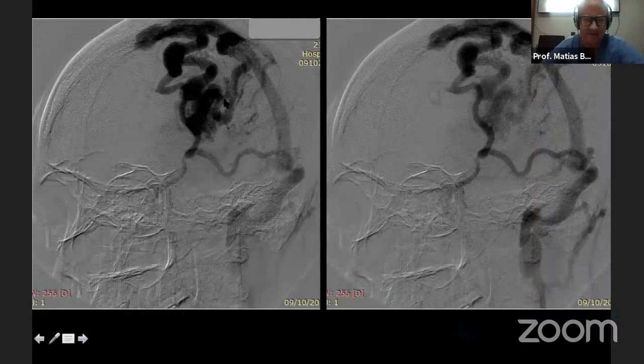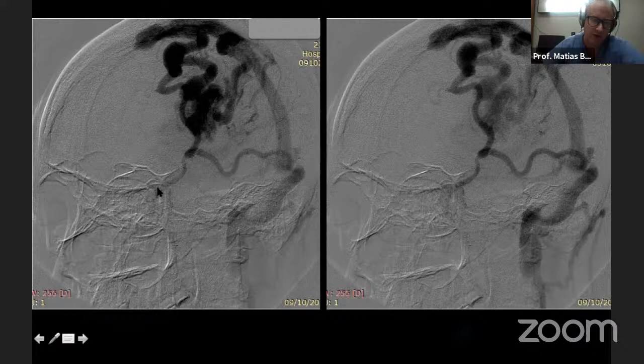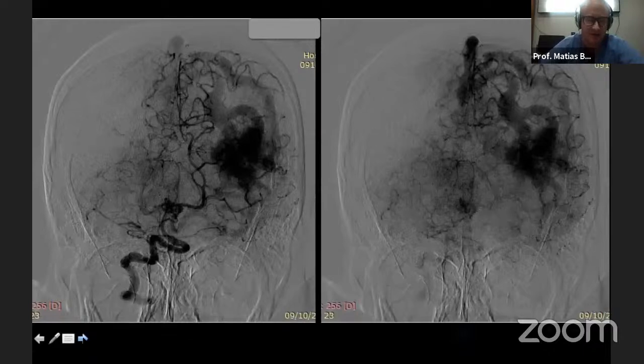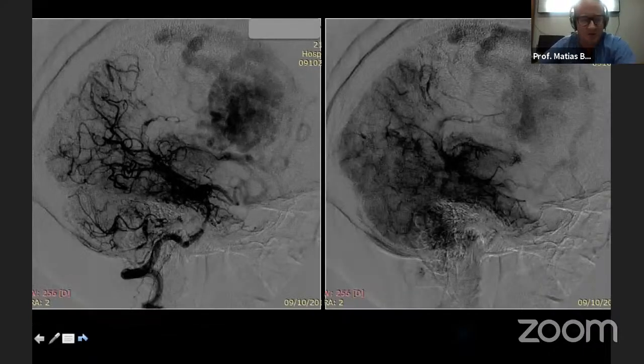Here, exactly the same in the anterolateral projection: the posterior draining vein and an anterior draining vein to the superior sagittal sinus, and here the inferior draining vein going through the cavernous sinus using the sphenoparietal sinus and draining to the left transverse sinus in this projection.